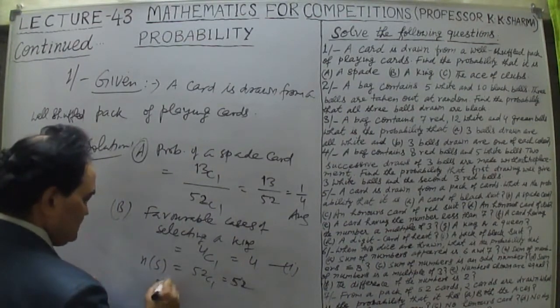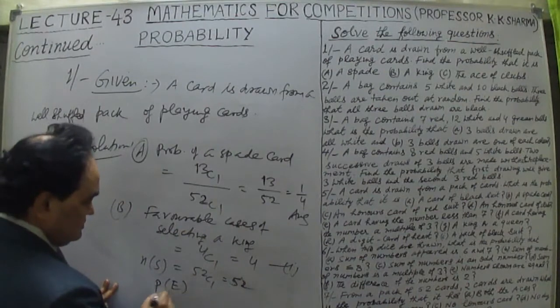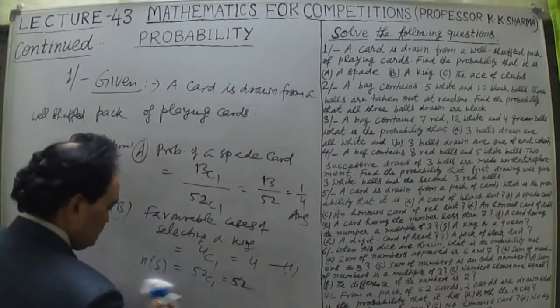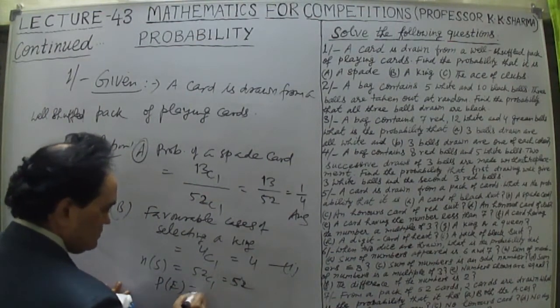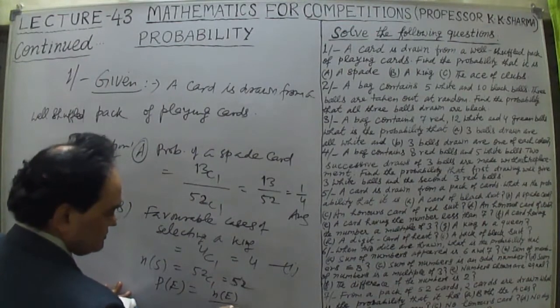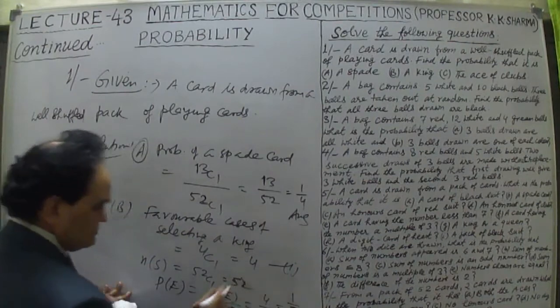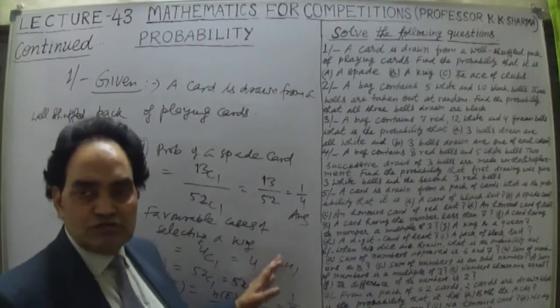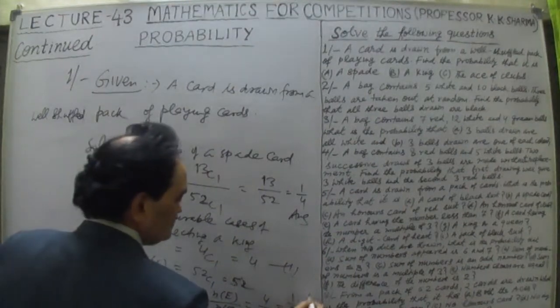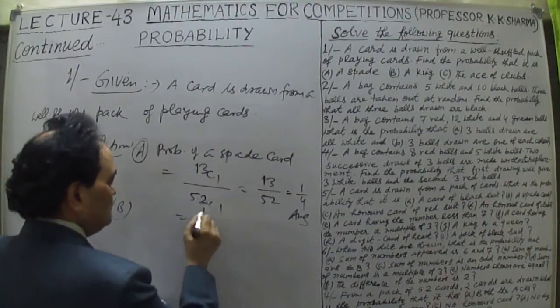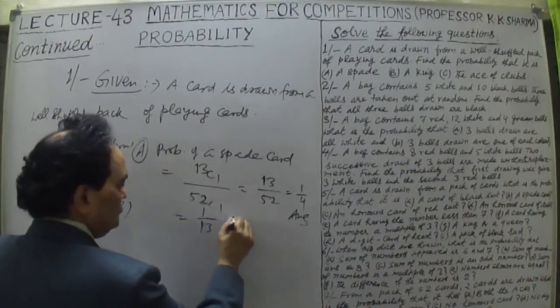Therefore, the probability of E, the event E of selecting a king, is P(E) equal to n(E), the number of favorable cases, upon the total number of cases in the denominator. So this is 4 upon 52, which is 1 upon 13. 13 fours are 52. So 1 upon 13 is the answer. This is your second part answer. 1 upon 13 is the answer of the second part.